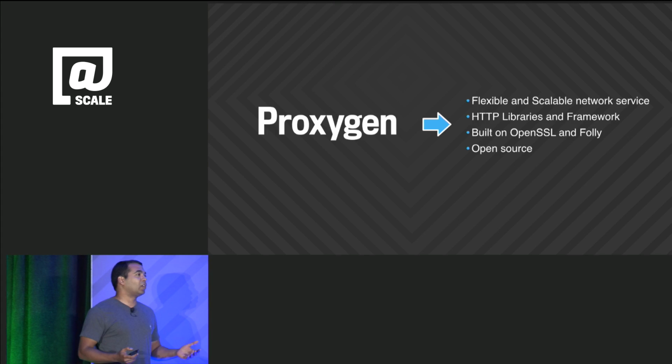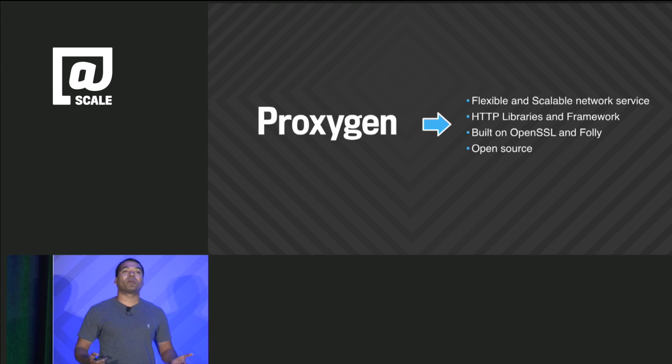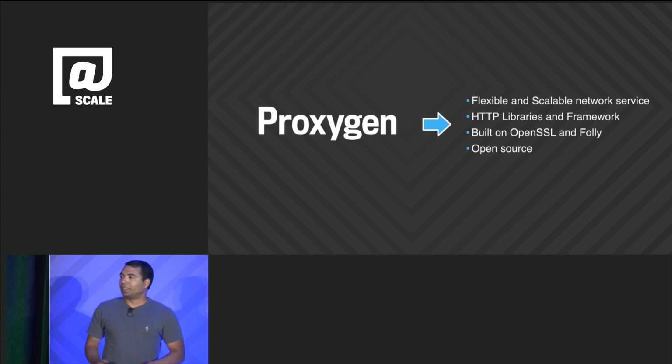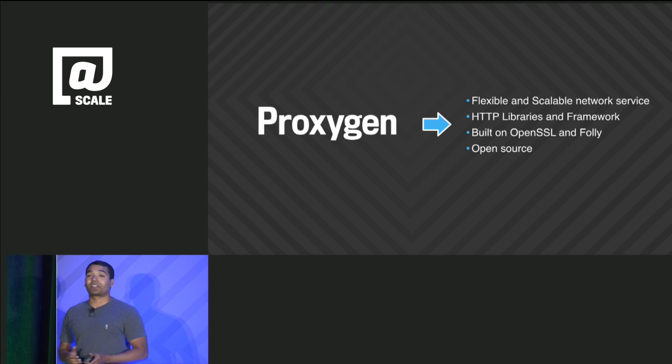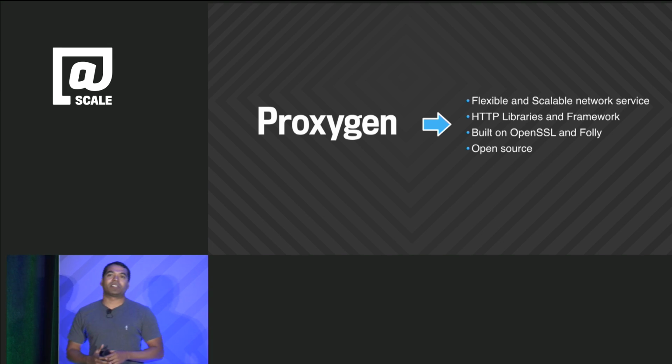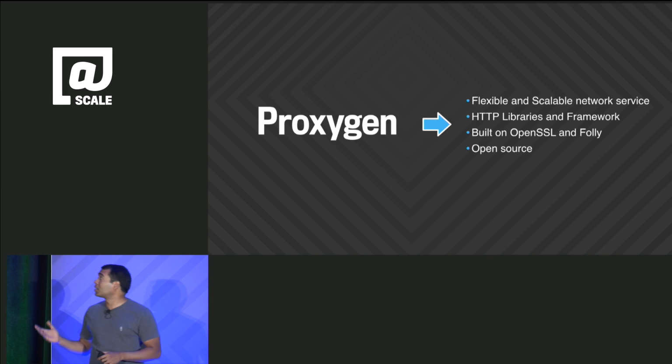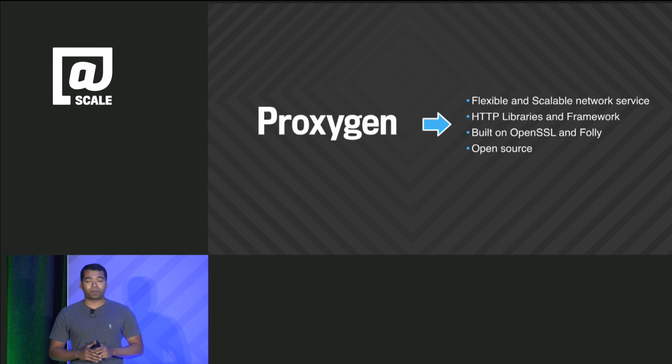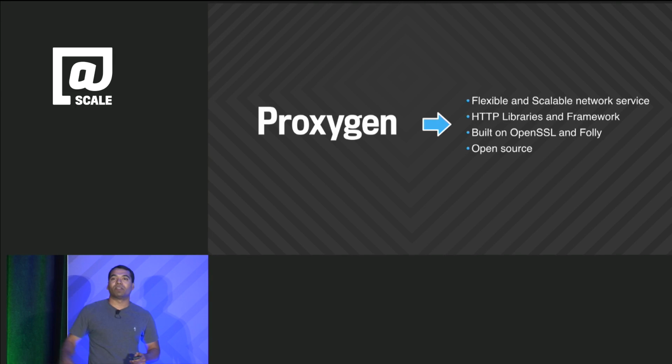So for inspiration, we looked at the server side. Servers solve network problems all the time. And there is this great component that powers our server-side infrastructure called Proxygen, which is a set of HTTP client libraries and a framework for building these services. It's a flexible and scalable network service. It's built on top of existing open source components like OpenSSL and Folly, a C++ library for writing these services. And it's on GitHub. You're welcome to check it out. We always welcome pull requests, so go ahead and do that.